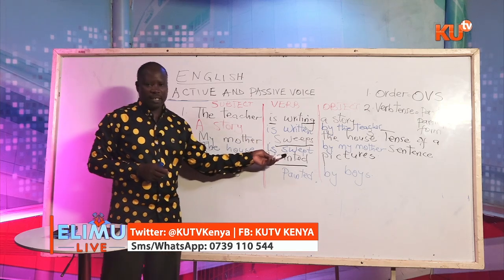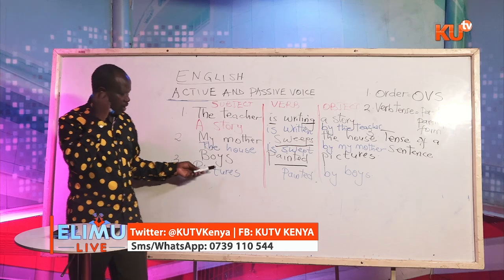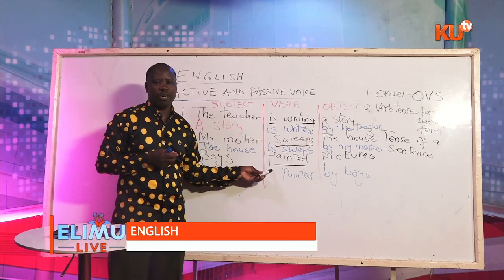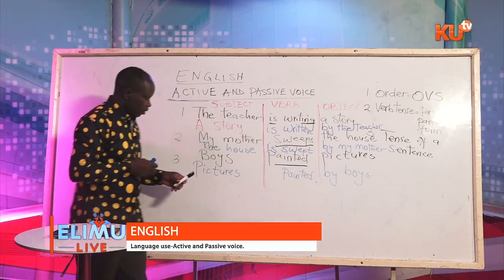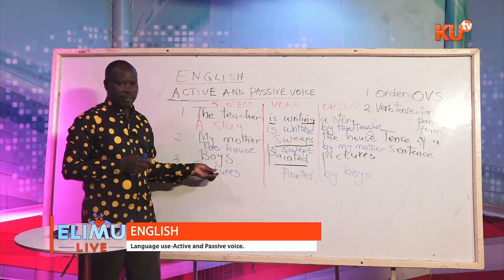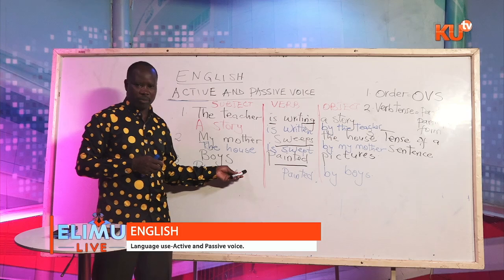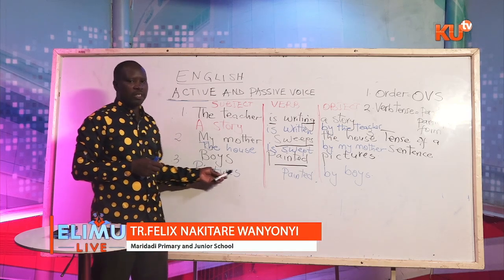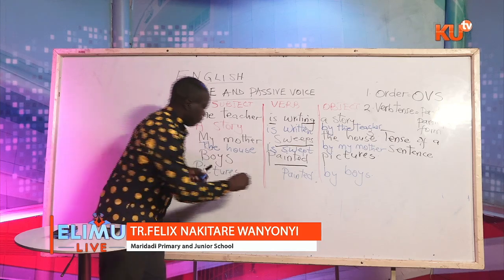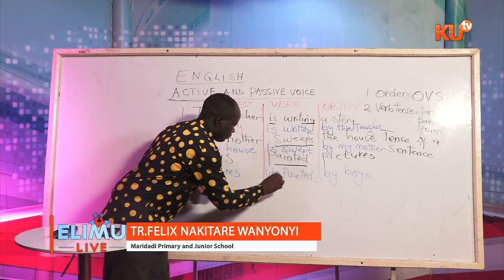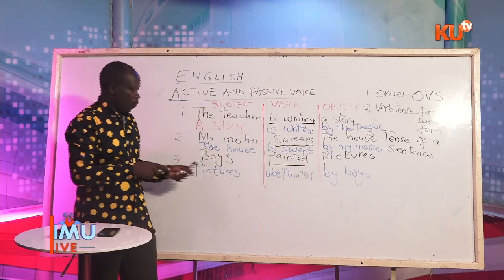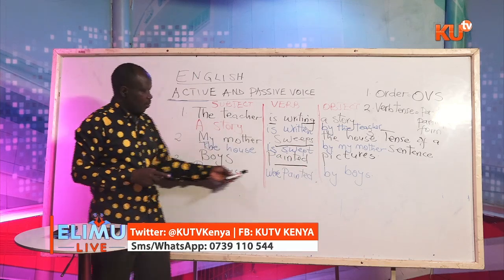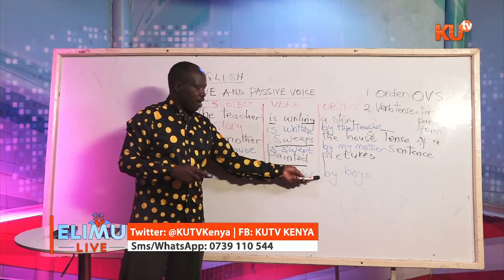In past simple tense, if the object is singular, we use was. And if the subject is plural, we use were. So the word pictures is plural, so we don't use was. The word pictures is plural, so we use were. And we say, pictures were painted by boys. Pictures were painted by boys.